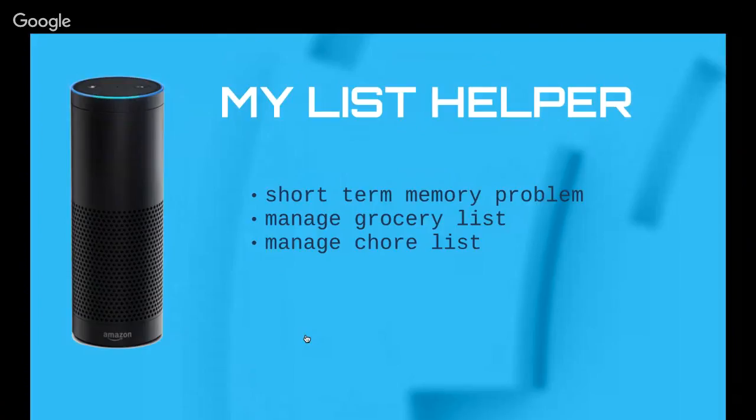Welcome to My List Helper skill. I track your grocery and chores lists. What can I do for you? Add sugar to Costco. Sugar has been added to the Costco list. Add rice to Costco. Rice has been added to the Costco list. Add honey to Costco. Honey has been added to the Costco list. Add bread to Target. Bread has been added to the Target list.